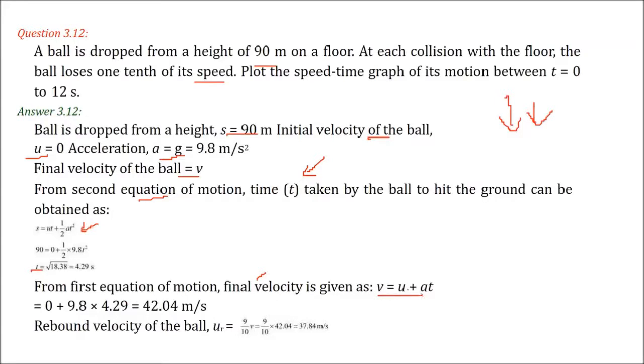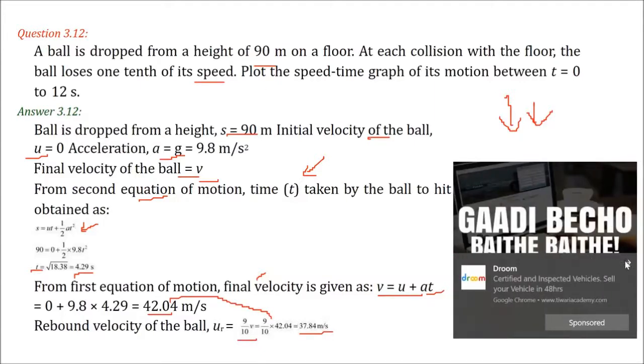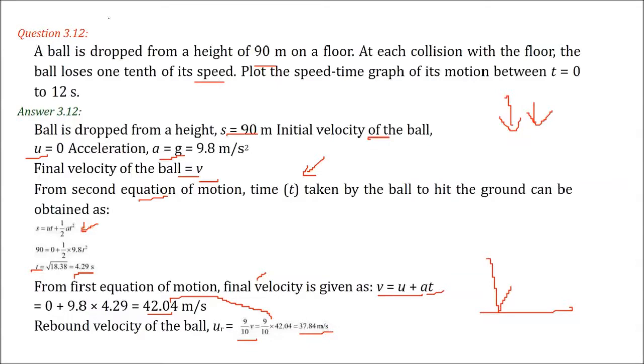We'll use the first equation of motion, v equal to u plus at, to find out the velocity. The time we have found out, just put it here. u and a we know. So the velocity comes to be 42.04. Now it is said that once it collides, it retains 9/10 of the speed, that is, it loses 1/10. So 9/10 of this 42.04 will be 37.84, right? So this is the value which has come.